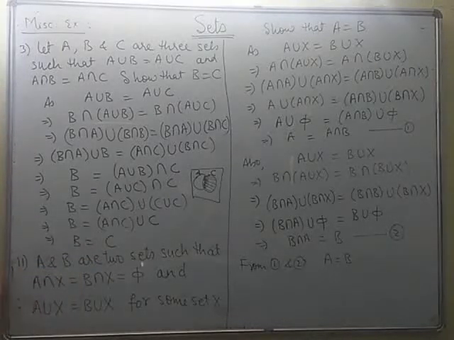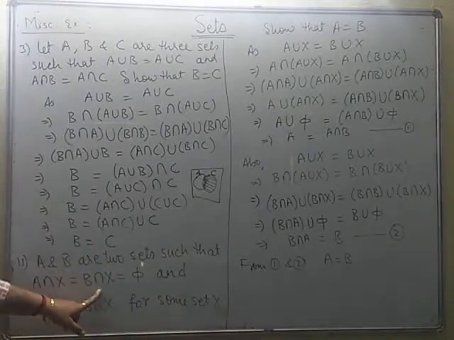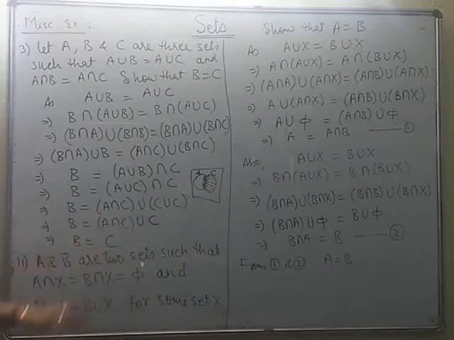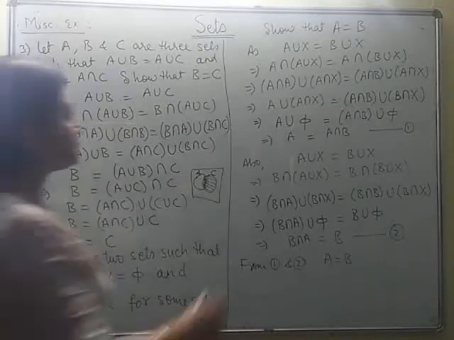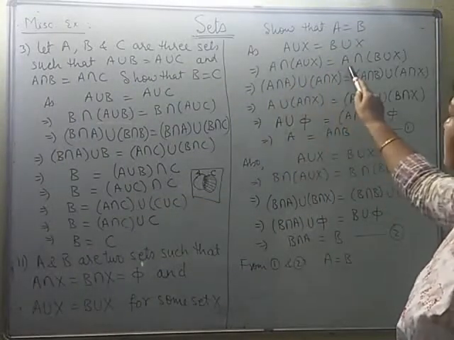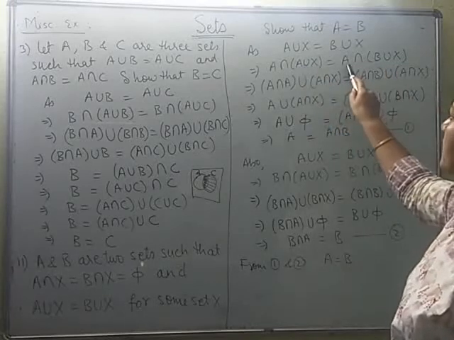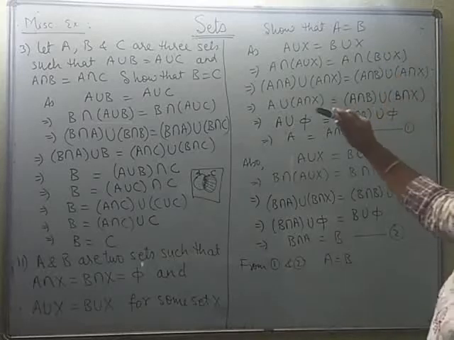Now 11th one is more or less like that only. We have two sets A and B here, for which they are saying for another third set X, A intersection X and B intersection X are equal and they are equal to null set, and A union X is equal to B union X. Now you show A is equal to B. So we'll move exactly in the same manner. From A union X is equal to B union X, I have taken the intersection of both the sets with A. So A intersection (A union X) is equal to A intersection (B union X).